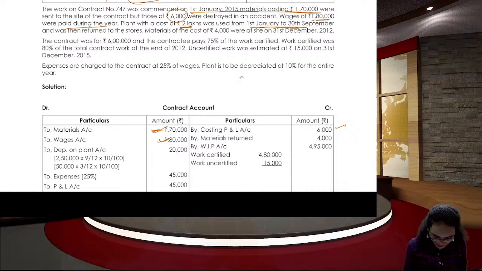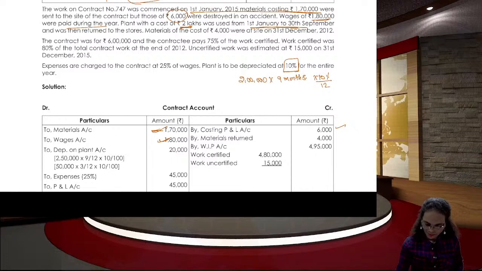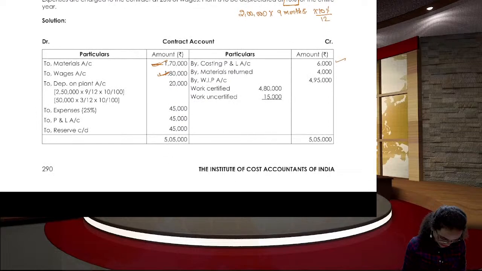So the 2 lakhs rupees plant was used for how many months? January to September, 9 months, right? What is the depreciation percentage? Is the depreciation percentage given? 10%. This is for 12 months. So 2 lakhs into 9 months into 10% divided by 12 is nothing but 15,000 as depreciation.